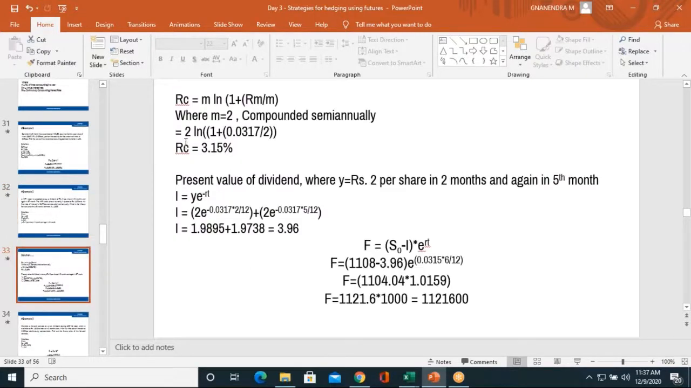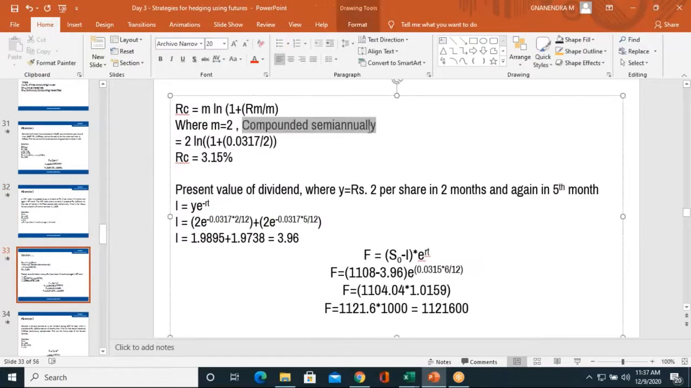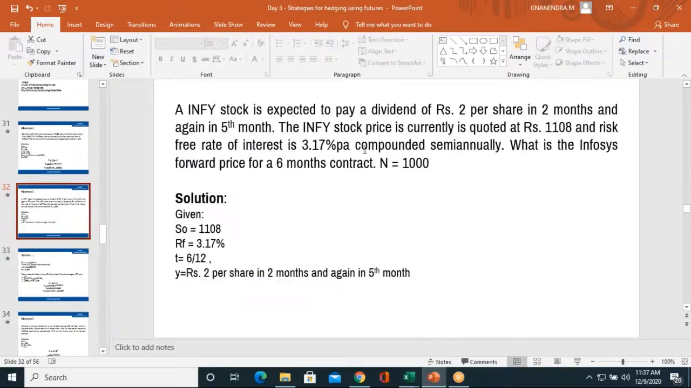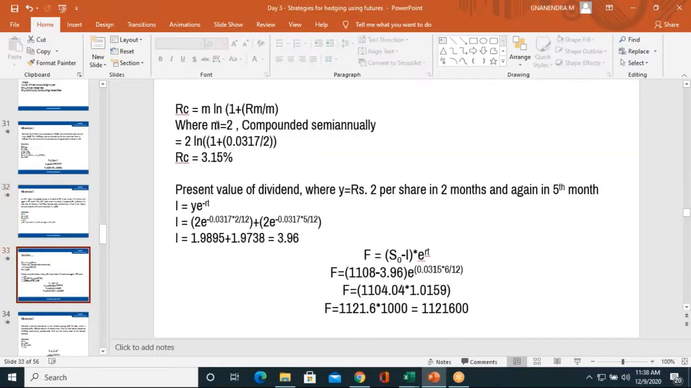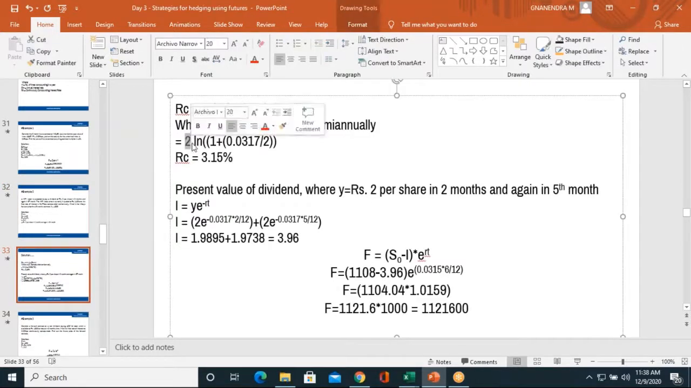So now what I did, as it is compounded semi-annually but not continuously, I've converted that into continuous compounding. Because here it is said compounded semi-annually, that's why I have taken m equal to 2 and divided by 2 the rate of 3.17 percentage. I'm going to get rc equal to 3.15 percentage.